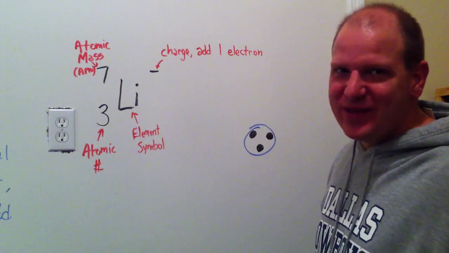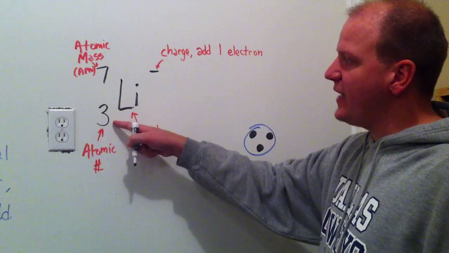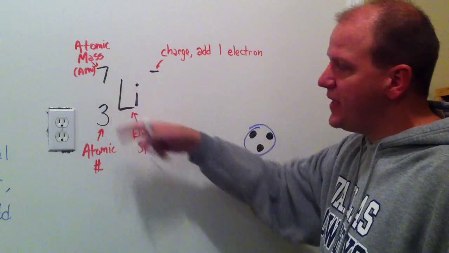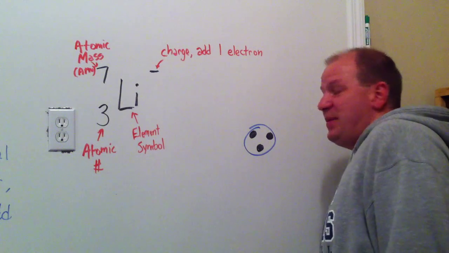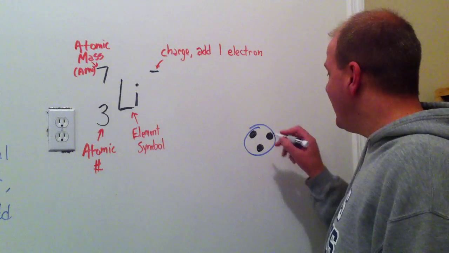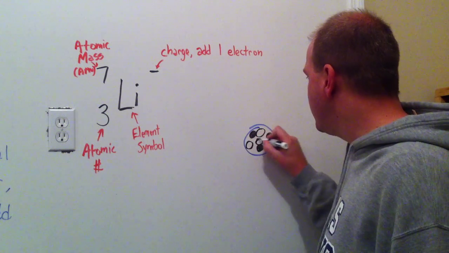Alright, so then I got to solve for the number of neutrons. Now to get the neutrons, I take the atomic number and subtract it from the atomic mass. So 7 minus 3 gives me 4. Good, I'm glad she's here because I'm terrible at math. Alright, so we've got 4 neutrons. So let me draw 4 neutrons in here.